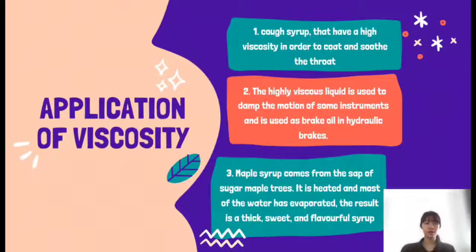Then, the third is that the maple syrup industry depends on controlling the viscosity of a fluid. Maple syrup comes from the sap of sugar maple trees. The sap itself is thin, runny, and not sweet to the taste. However, when the sap is heated and most of the water has evaporated, the result is thick, sweet, and flavorful syrup.